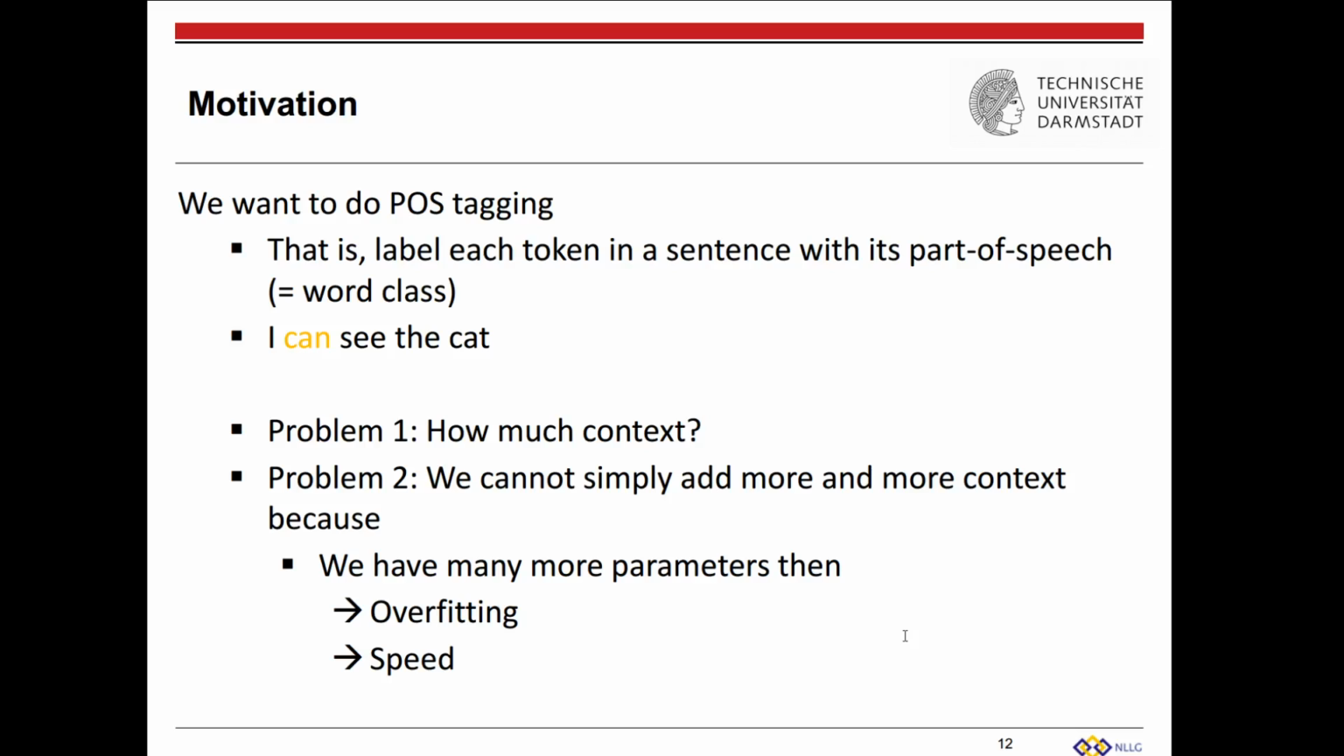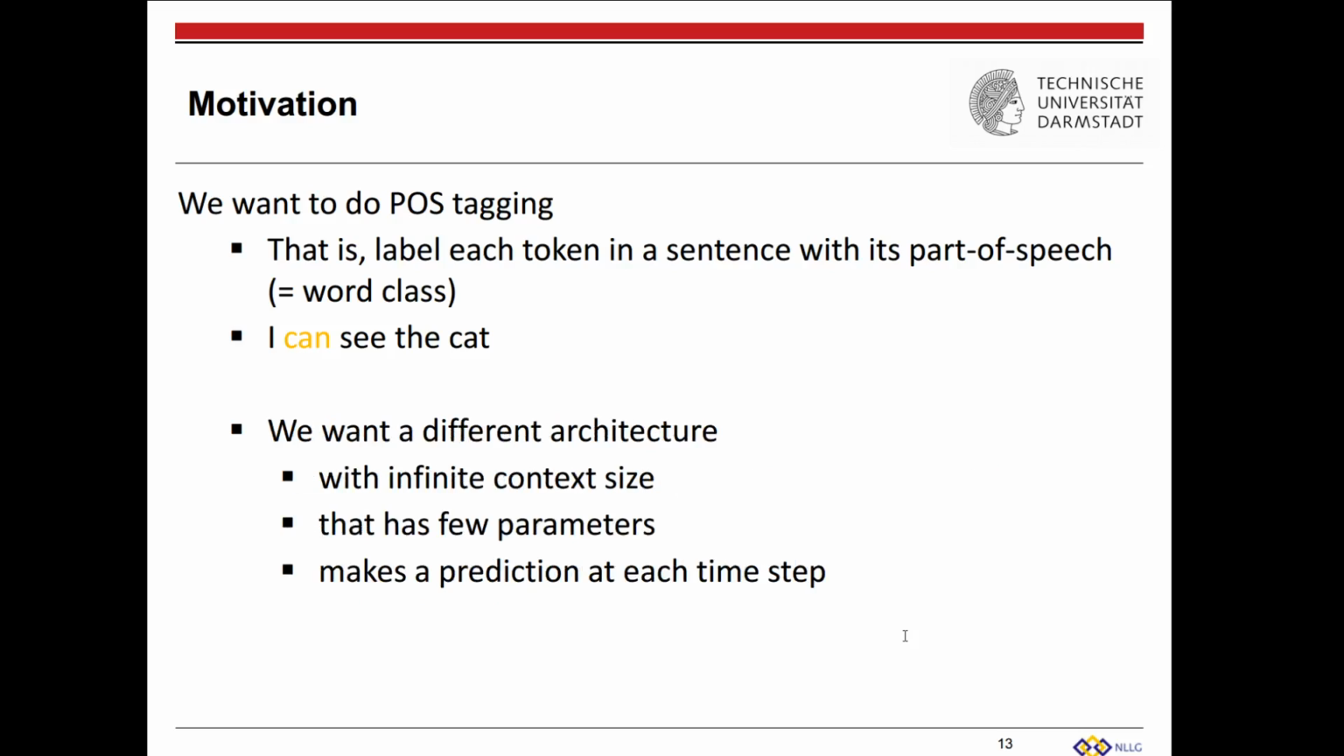We cannot simply add more and more context, because we would have many more parameters. Depending on the amount of data we have, that could lead to overfitting, and also the speed would go down, right? So just increasing the context of this network could lead to problems, and we also don't know how much we have to increase. What is the ideal context to take into consideration?